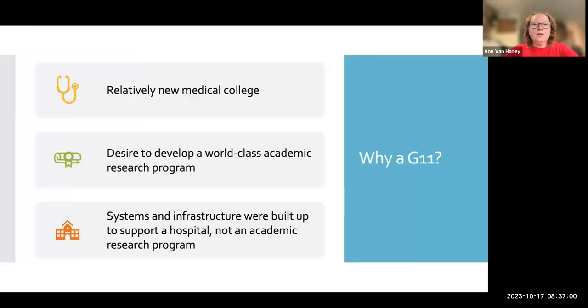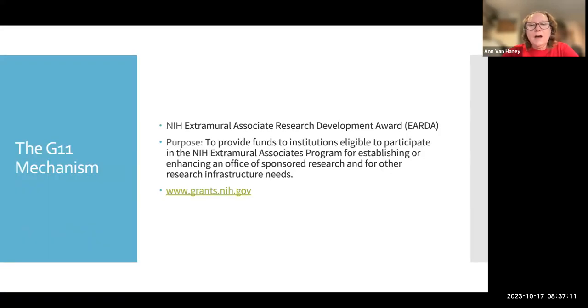So one of the things we looked at: why did we want to use a G11? And I think I should go forward and talk a little bit about what the G11 mechanism is. So the G11 is one of the funding mechanisms through the U.S. National Institutes of Health. And they define the purpose of the G11 as providing institutions with the training mechanisms that they need so that they can establish or enhance an office of sponsored programs or office of sponsored research to put together their research infrastructure.